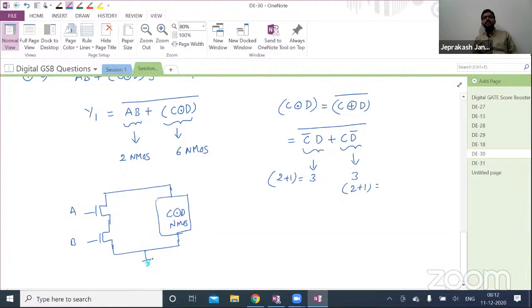Is it clear, everyone? Up to this step. Regarding the C XNOR D implementation, whatever NMOS logic is there, for the timing I have represented with one block. Here you're having NMOS logic. Since you're having the plus symbol, you have to connect them in parallel. So from here you will take the output.